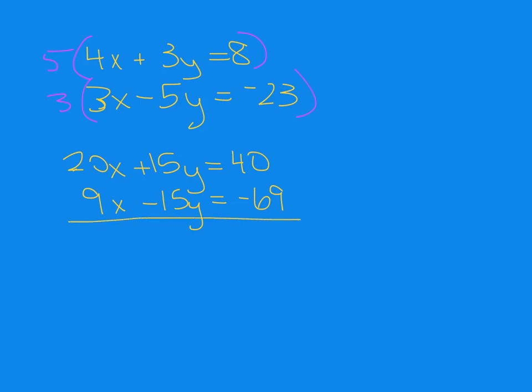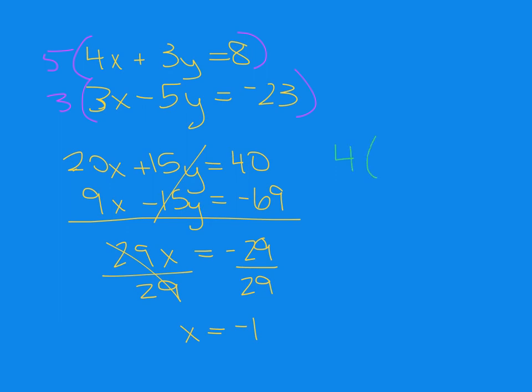So when I combine these, I would get 20x plus 9x is 29x. My y's cancel out, or they're eliminated. And then 40 minus 69 is negative 29. To isolate the x, I'm going to divide both sides by 29, and I would get x equals negative 1. Once you find that, you can plug that into the original problem wherever there's an x. So I'm going to do it with the top equation. Again, you can with the 4x or the 3x. I'm going to choose just the top one. So 4x, which is negative 1, plus 3y equals 8.